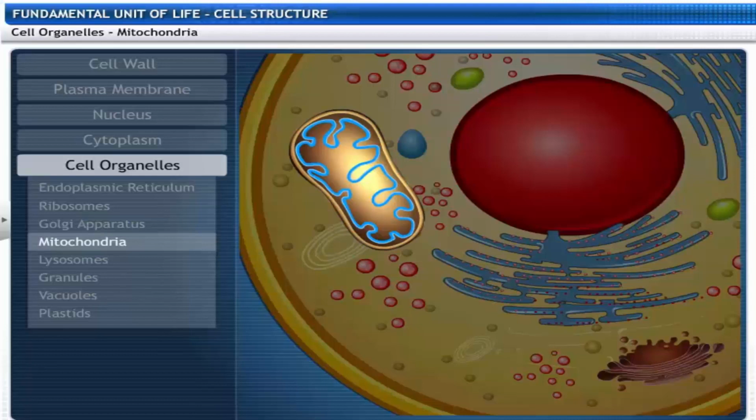Mitochondria have outer and inner membranes. The inner membrane folds into cristae, creating more area to make ATP.